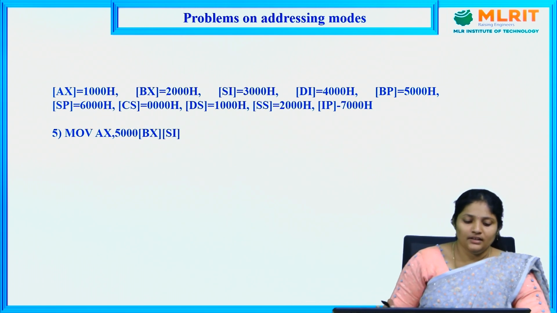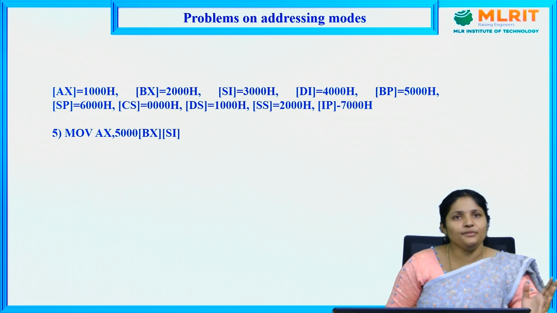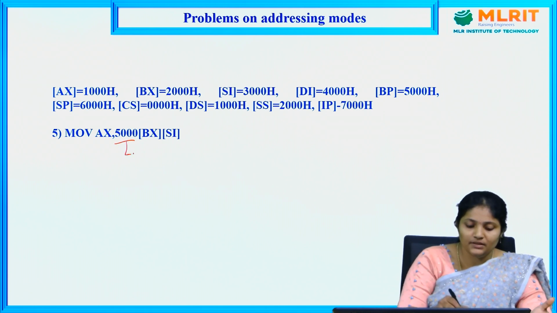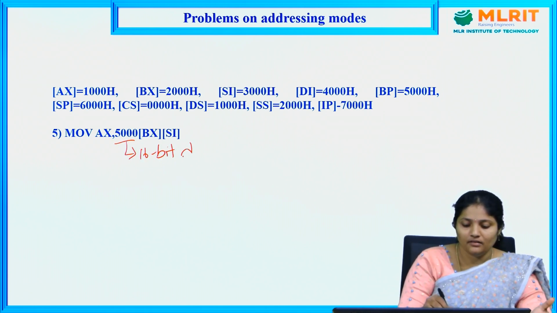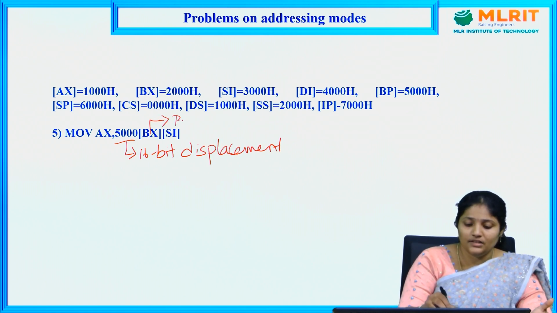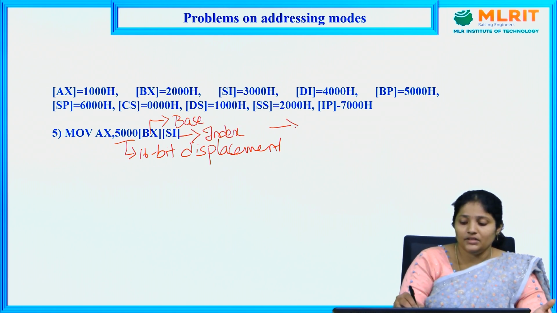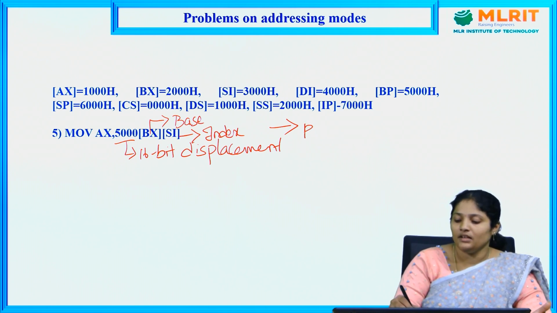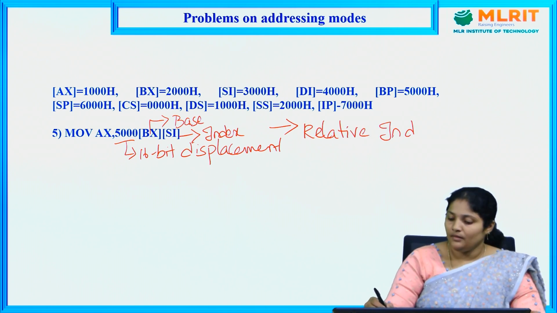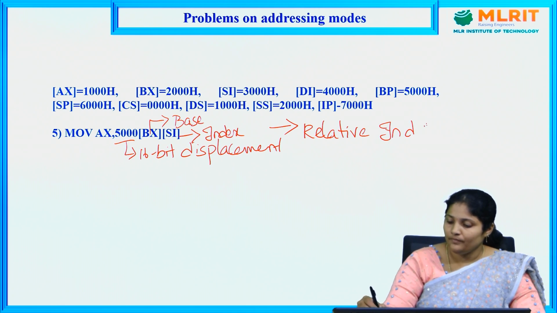Coming to the last one. Here we are seeing the instruction move AX, 5000, where the displacement is 16-bit, along with the BX register, which is the base register, and the index register. So which addressing mode does it represent? It represents the relative based indexed addressing mode.